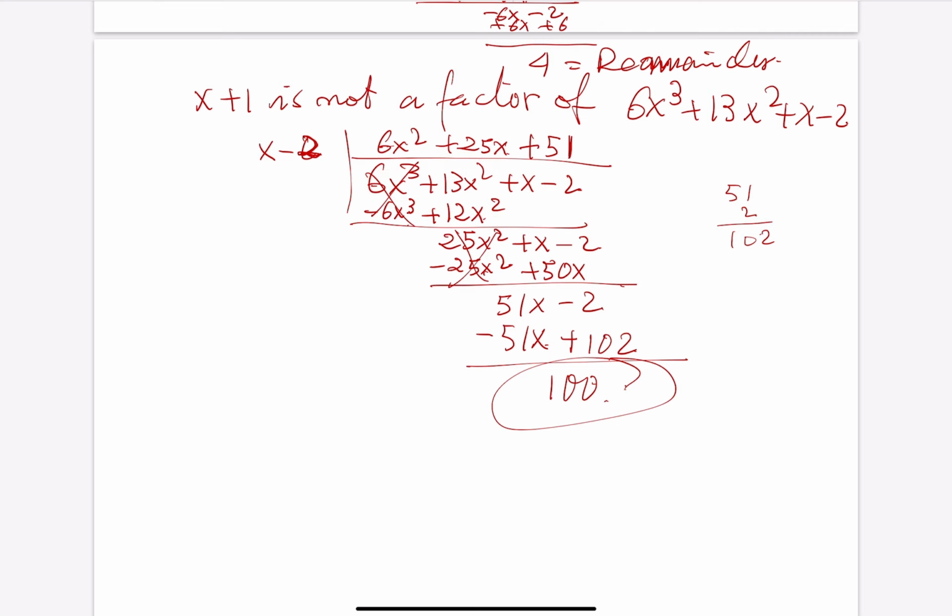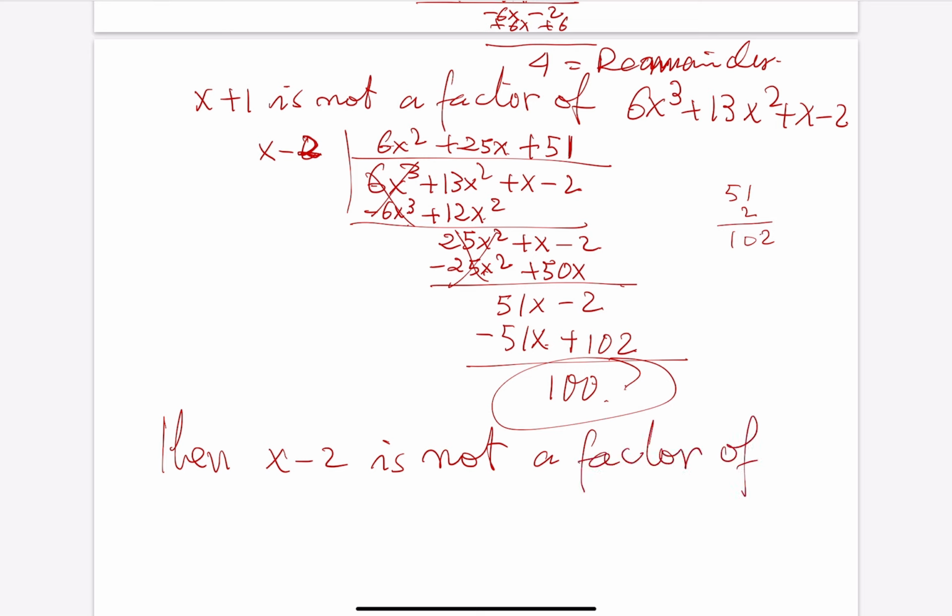Okay? Then x minus 2 is not a factor of f(x) = 6x to the third plus 13x squared plus x minus 2. Okay, you got it? Okay.